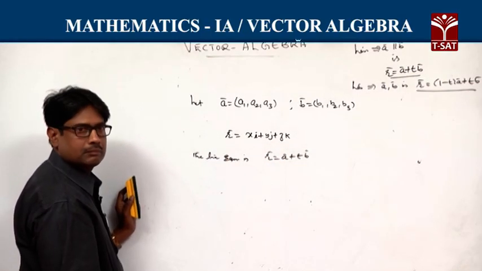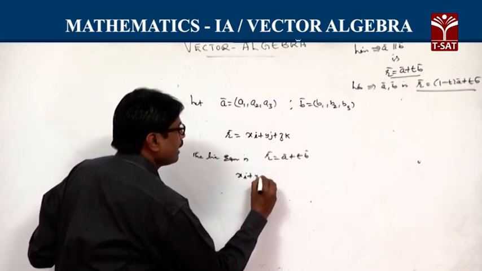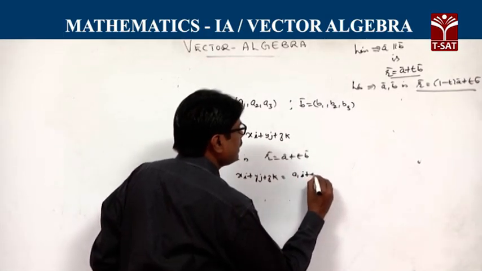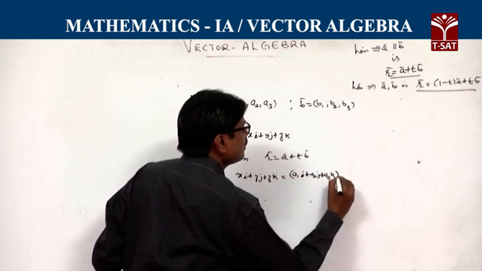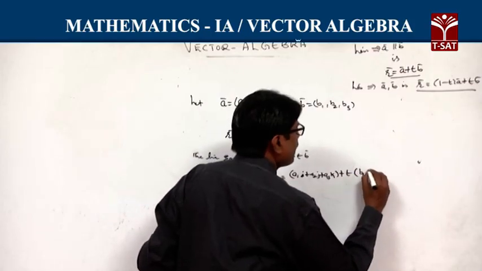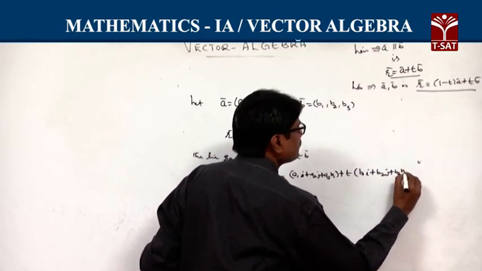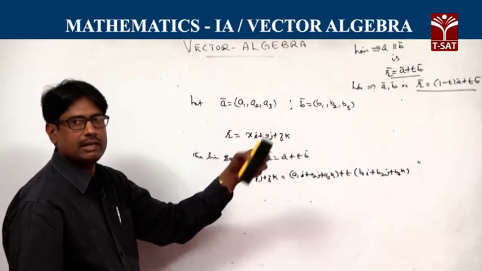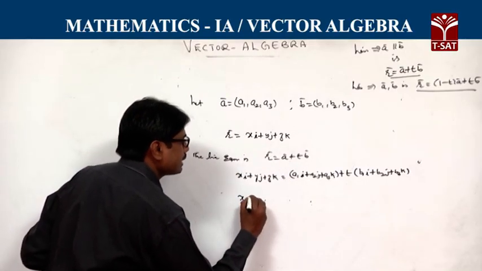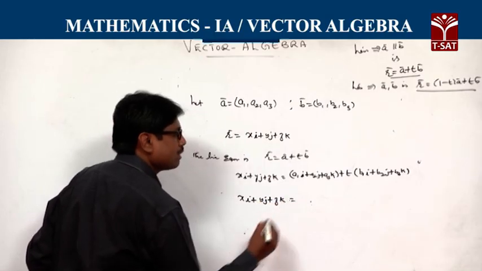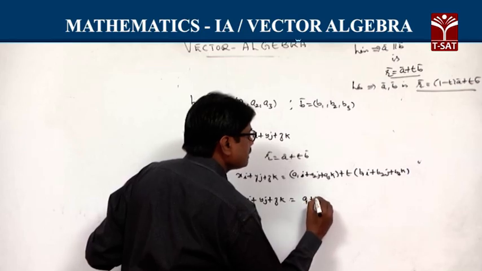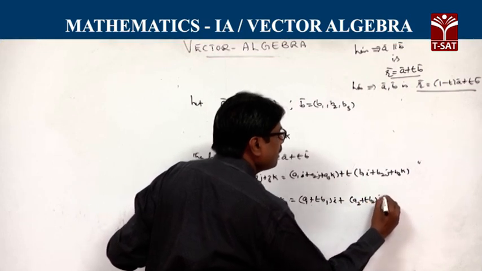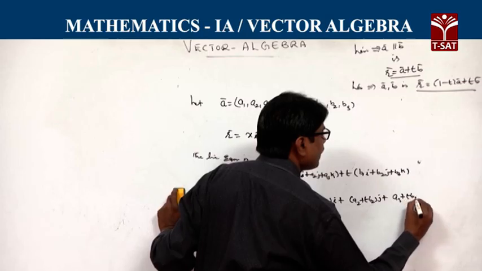Substitute in terms of x, y, z. X times i bar plus y times j bar plus z times k bar is equal to A1 i bar plus A2 j bar plus A3 k bar plus t times B1 i bar plus B2 j bar plus B3 k bar. Component wise, we have already discussed that i, j, k are linearly independent vectors. So it can further be written as x i bar, y j bar, z k bar is equal to A1 plus T B1 times i bar plus A2 plus T B2 times j bar plus A3 plus T B3 times k bar.